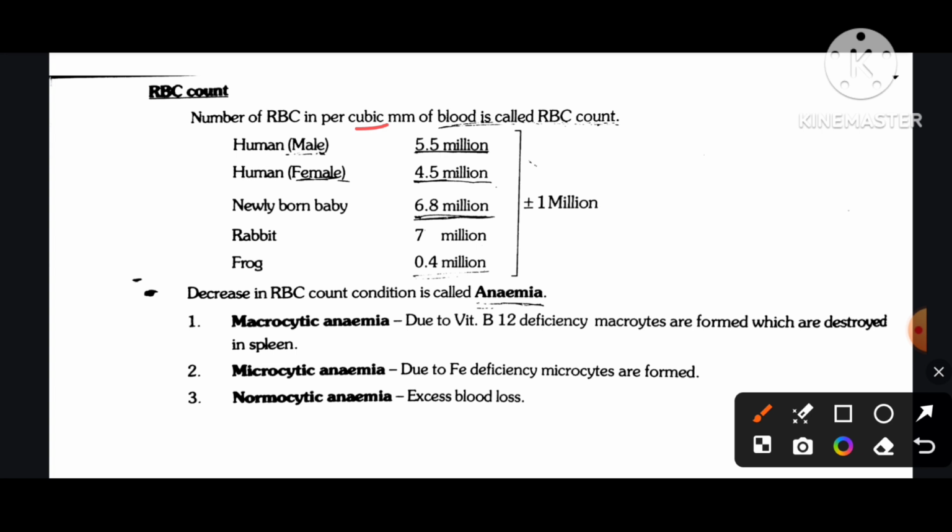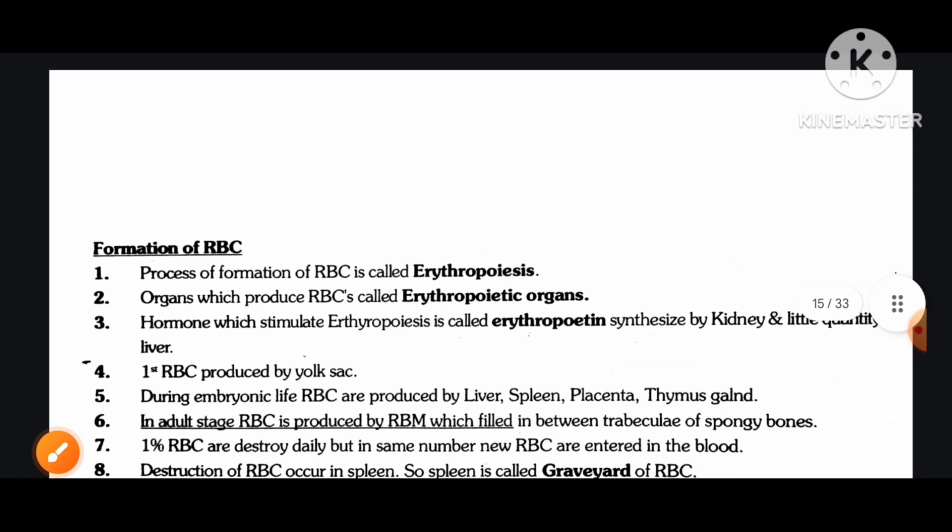Decrease in RBC count is called anemia. First, macrocytic anemia: due to vitamin B12 deficiency, macrocytes are formed which are destroyed in the spleen. Second, microcytic anemia: due to iron deficiency, microcytes are formed. Third, normocytic anemia: due to excess blood loss.